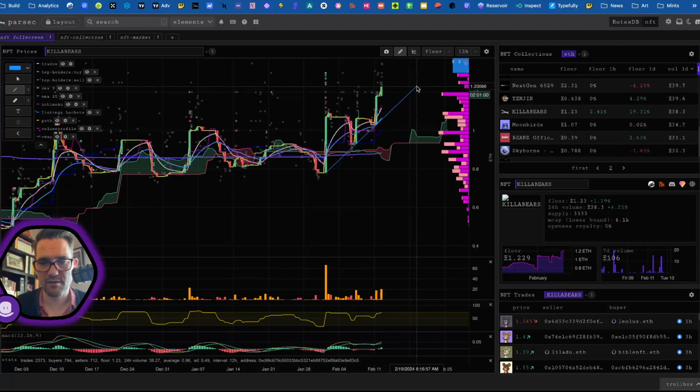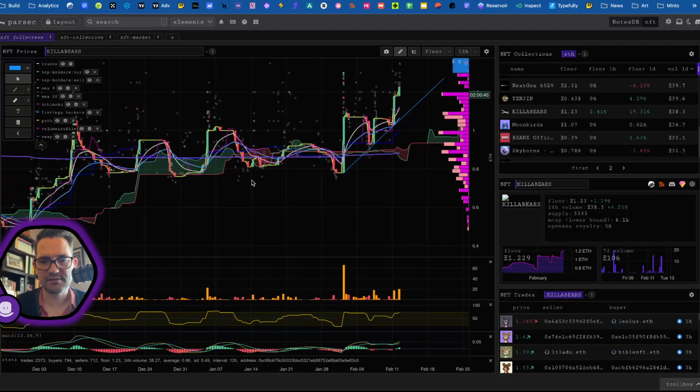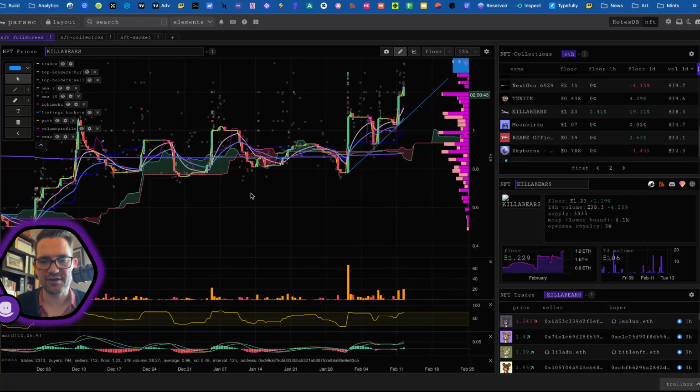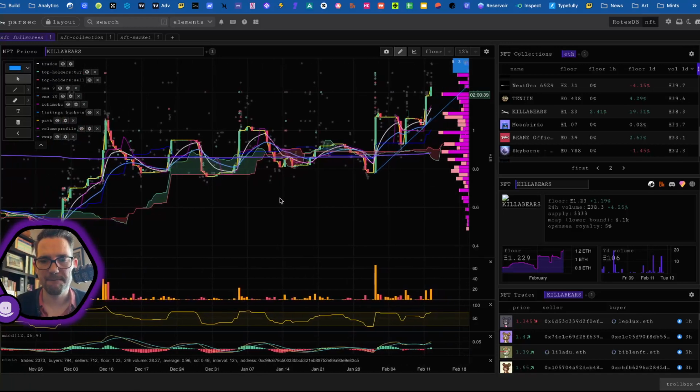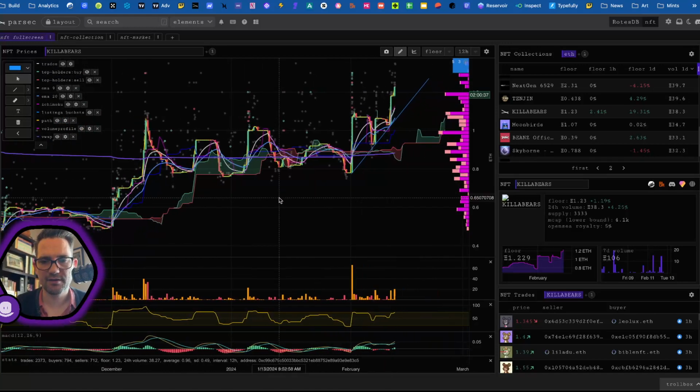I always like to call them the sister collection to Quirkies, which has so many crossover holders. They were kind of a no-brainer post Quirkies surge. Killer Bears are the next kind of thing. But they're in a bit of a breakout here.